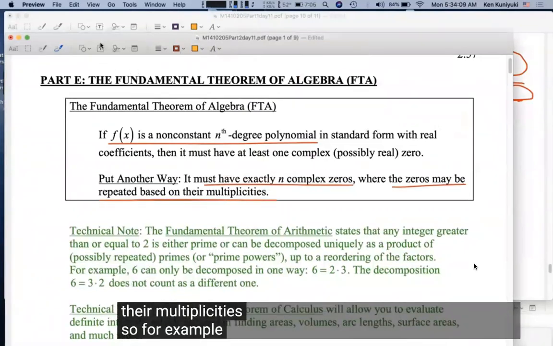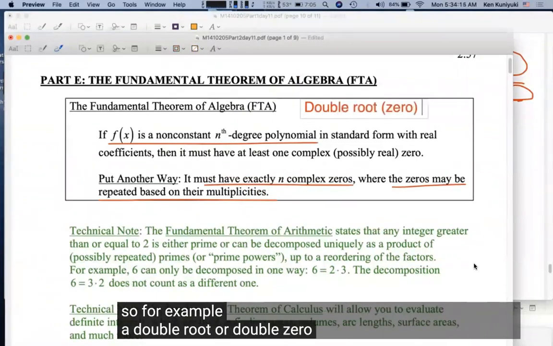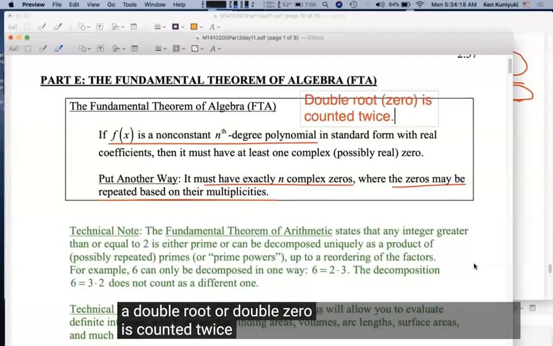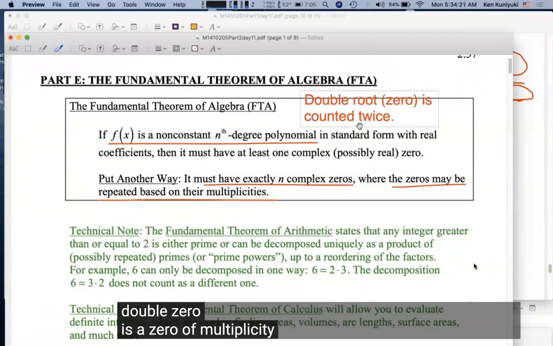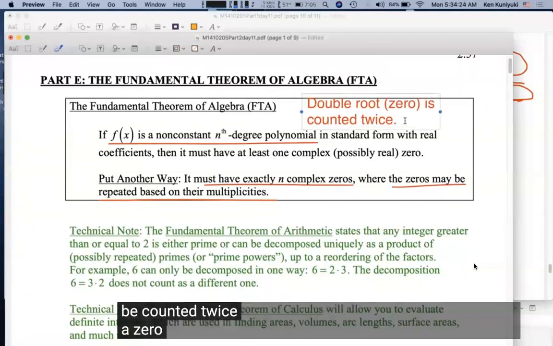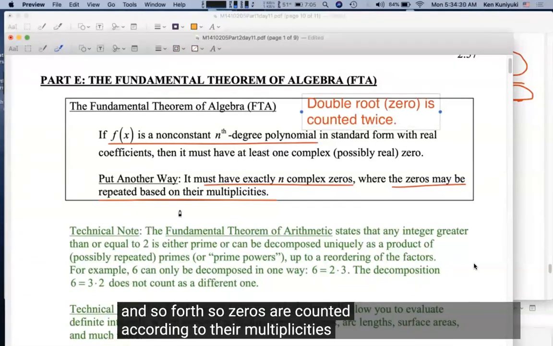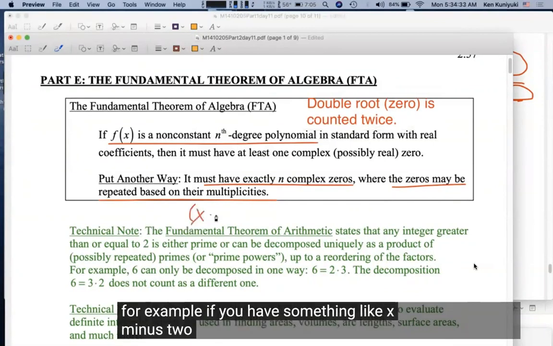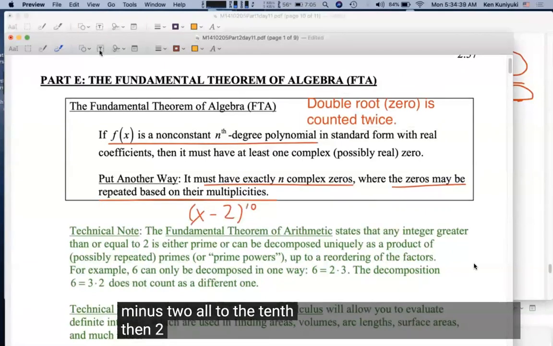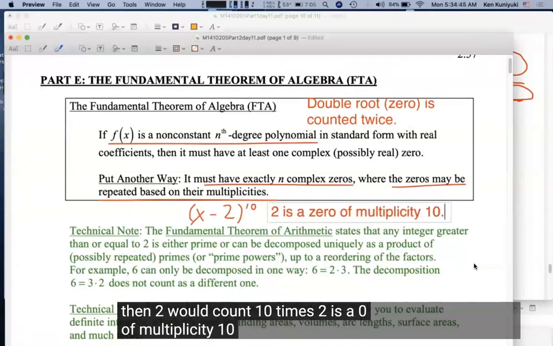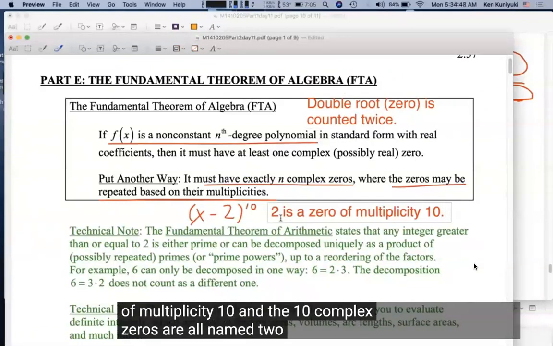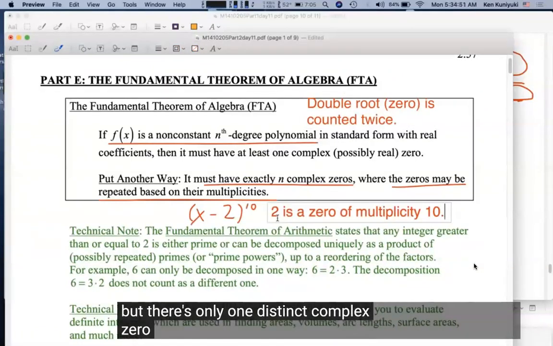So, for example, a double root or double zero is counted twice. A double root or a double zero is a zero of multiplicity 2, and it will be counted twice. A zero of multiplicity 3 will be counted 3 times, and so forth. So zeros are counted according to their multiplicities. For example, if you have something like x minus 2 all to the 10th, then 2 would count 10 times. 2 is a zero of multiplicity 10, and the 10 complex zeros are all named 2. But there's only one distinct complex zero.